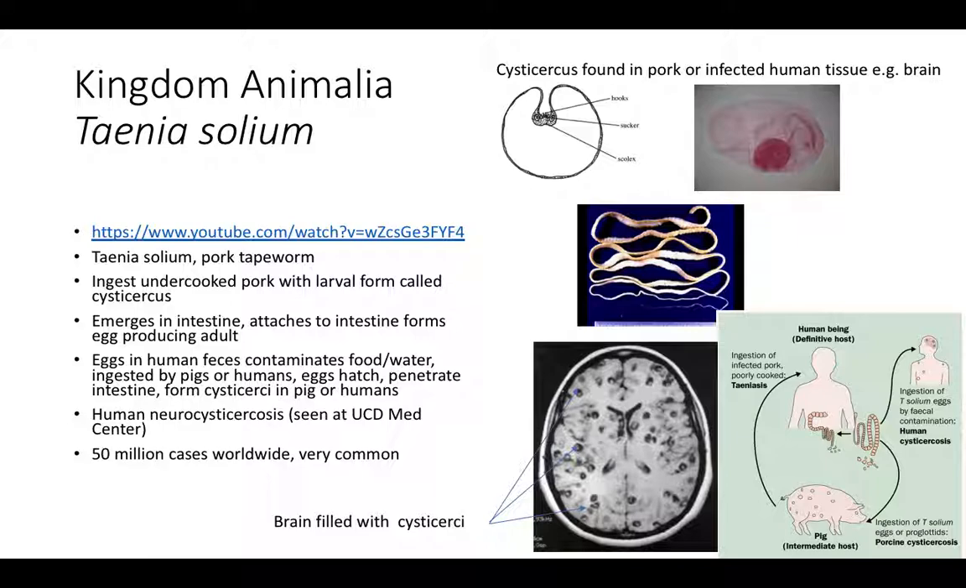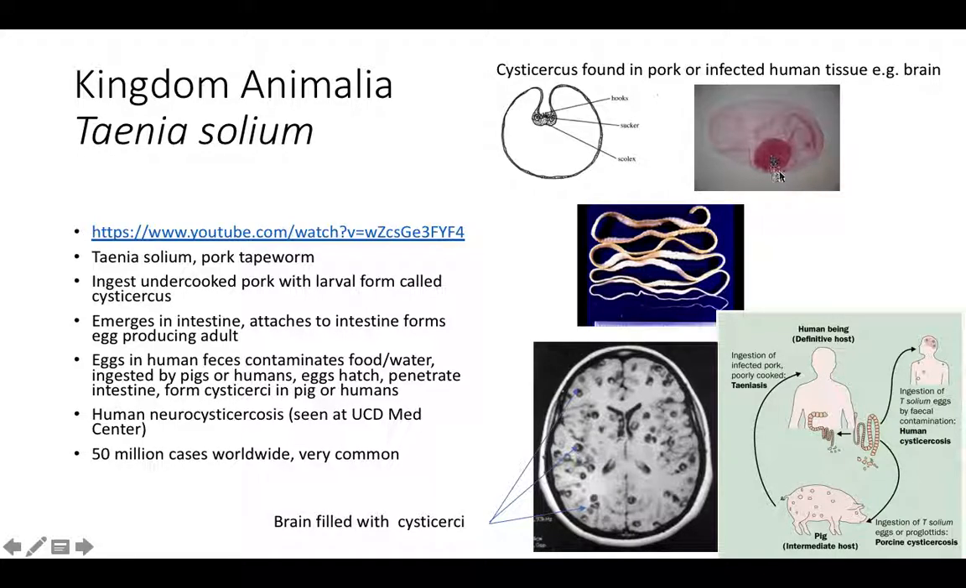And once they reach a good location, like maybe say the muscle of the pig or the tongue of the pig, they'll form these little resting structures. This resting structure is called the cysticercus, and it's basically just a little immature worm that's waiting to be eaten, right? So if we're a human and we eat pork and we don't cook the pork thoroughly, we won't kill the cysticerci. And then when we swallow the cysticerci, they'll emerge in our intestines.